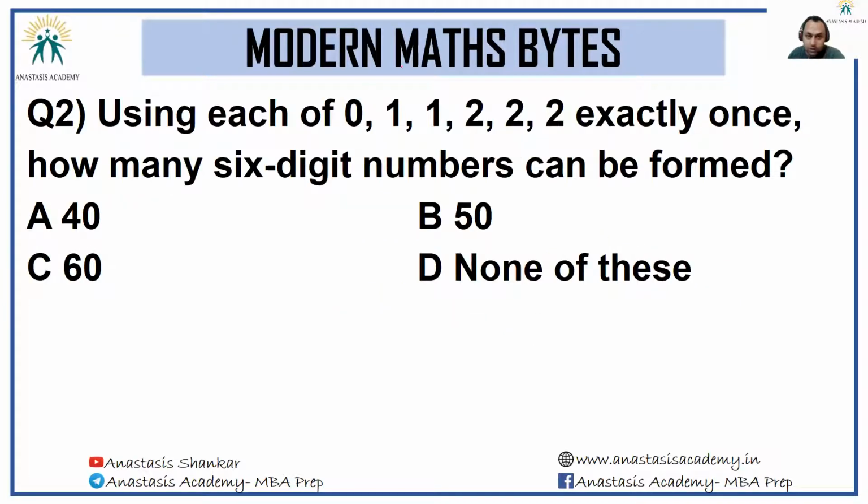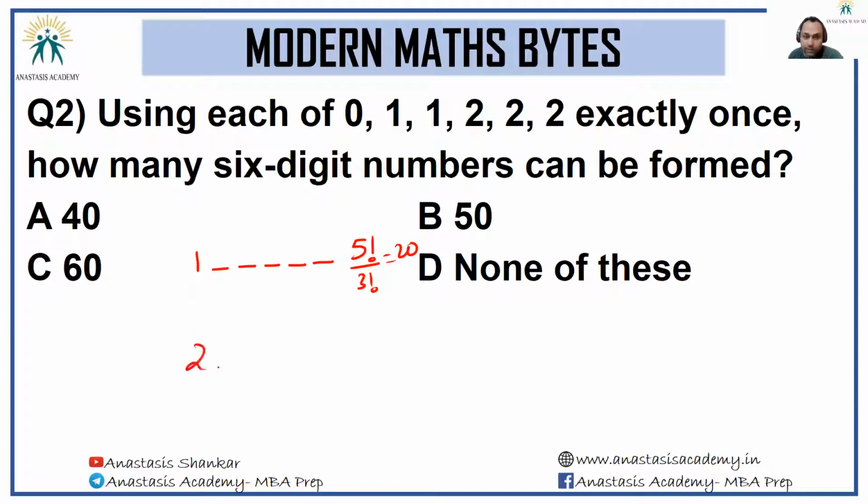Next, using each of 0, 1, 1, 2, 2, 2 exactly once, how many 6-digit numbers can be formed? Now, if I'm trying to form a 6-digit number, the leading digit cannot be 0. So it will be 1 followed by 5 digits. And which are the 5 digits available? 0, 1, 2, 2, 2. 2, 2, 2 is the same. The number of cases will be 5 factorial by 3 factorial, which is equal to 20.